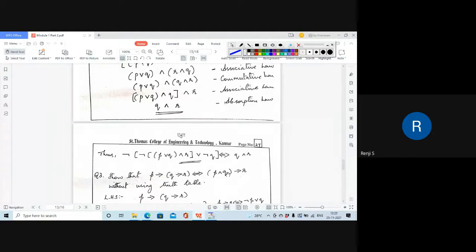So what does this mean? You have to show that P implies (Q implies R) is logically equivalent to this RHS, that is (P and Q) implies R, and you should not use truth table. So you have to start from the LHS and, using the rules of logic, derive the RHS. Is it clear? The LHS is P implies (Q implies R). From there, we have to apply the rules of logic and find that this compound proposition is equivalent to the RHS. Okay. Is it clear?